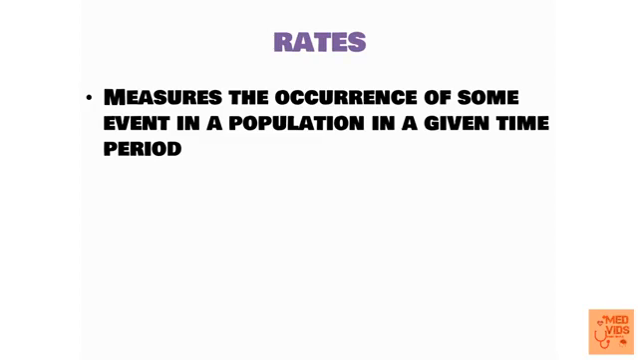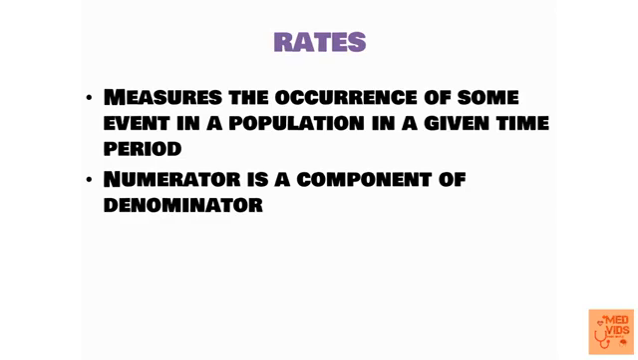So about rates, the rates actually measure the occurrence of some event in a population in a given time period. The numerator in rates is actually a component of denominator. So this is one differentiating point from ratios. So example for rates are death rate. So for example, in death rate, what we do is that we calculate the number of deaths occurring in a population in a given period of time. So that is what is actually rates. So it measures the occurrence of some event in a population, for example death or birth, in a given time period. Okay, so that is about rates. So these are some of the important things about rates.